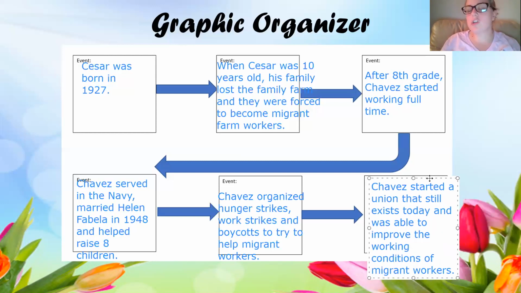Unfortunately, we didn't have enough room to put that he died and then got the Presidential Medal of Freedom, but it does tell the most important things that impacted what Cesar Chavez did. So I'm really happy with this graphic organizer that we did. All right, let's go ahead and keep moving.